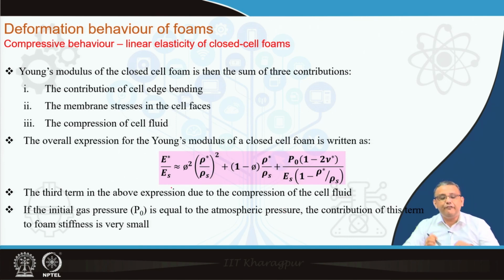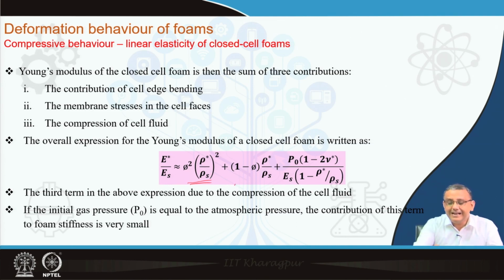Now we have three different contributions in this expression. The first expression, as you can see over here, is the open cell factor. That means this is the factor that is coming from the cell edges, and that is why this expression is very similar to the expression for the open cell form, and again this phi here is the amount of material in the cell edges.